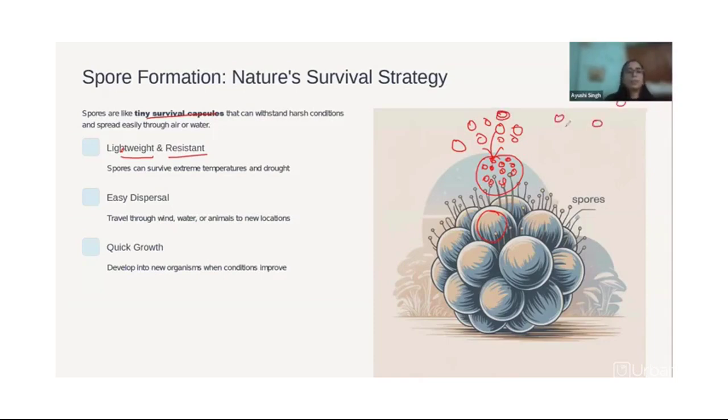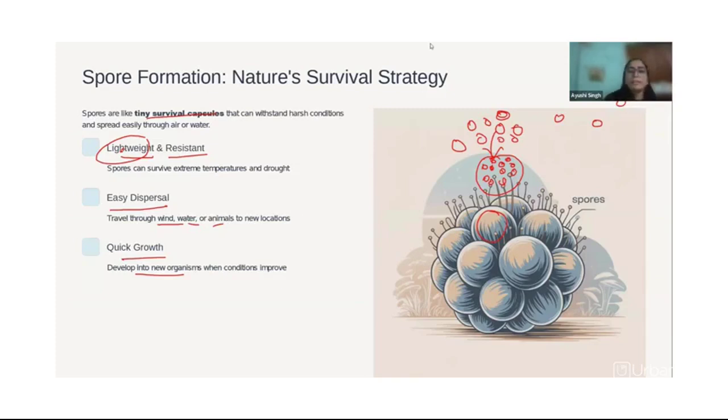Maybe it is not the favorable time for them to grow. So it will take some time. When the temperatures are better, then it can grow. Its dispersal is easy. It can be with wind, water, or even animals can carry them to different locations because the weight is very, very light. Okay. And it can get stuck onto the paws or legs of the animals, right? Quick growth. So it develops into new organisms very rapidly.